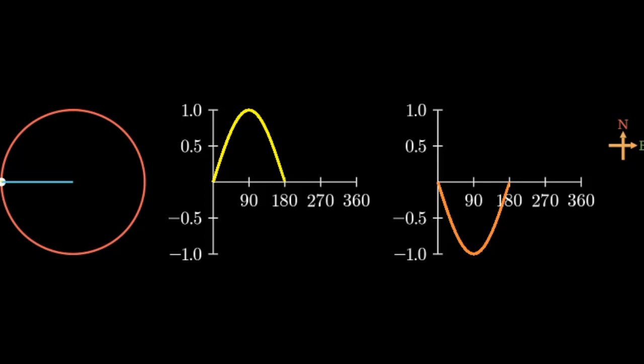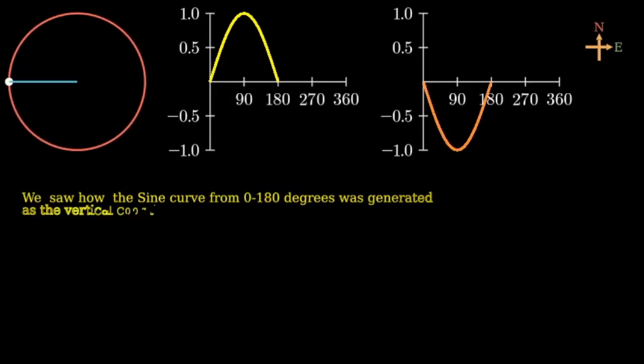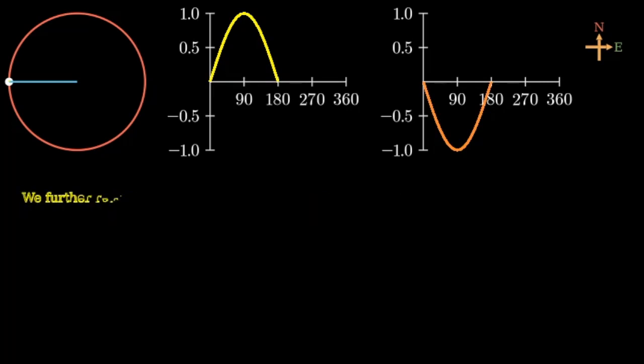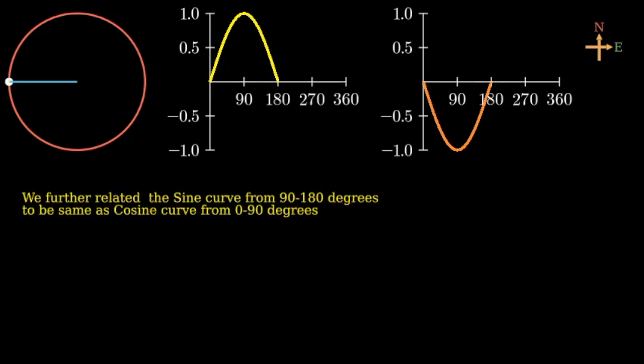We saw how the sine curve from 0 to 180 degrees was generated as the vertical coordinate of the truck moving along the circle. We further related the sine curve from 90 to 180 degrees to be the same as the cosine curve from 0 to 90 degrees.